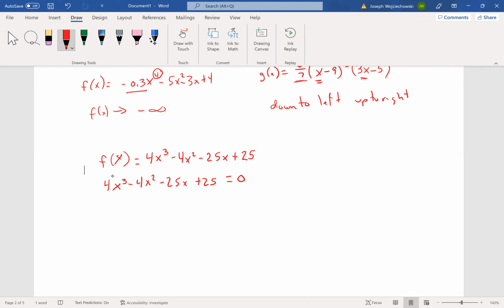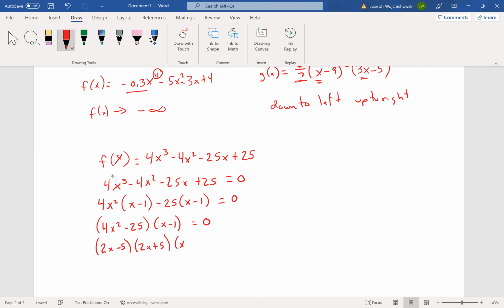Okay, one way we can do this is factor. Here I have 4x squared times x minus 1. Here I have negative 25 times x minus 1, and this equals 0. Then I have 4x squared minus 25 times x minus 1 equals 0. This factors to 2x minus 5 times 2x plus 5. Bring down our x minus 1 equals 0.